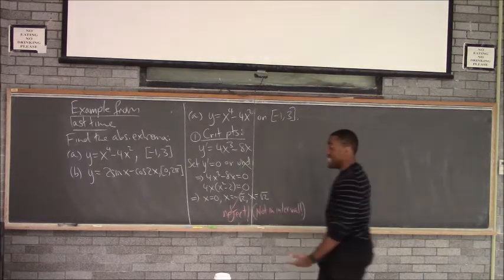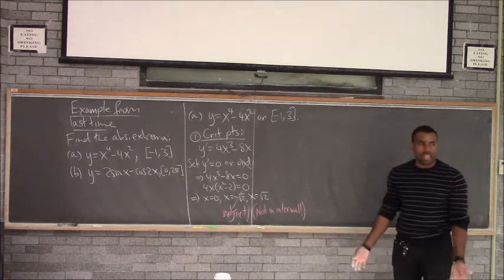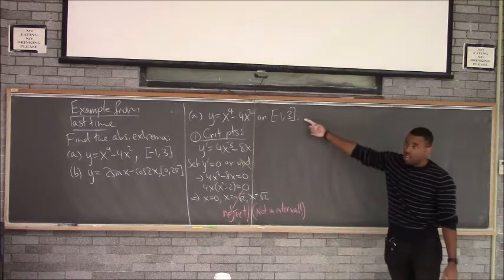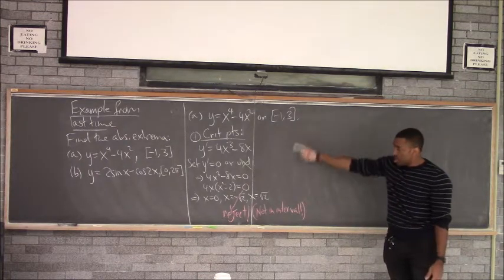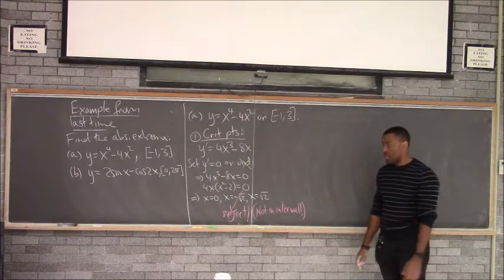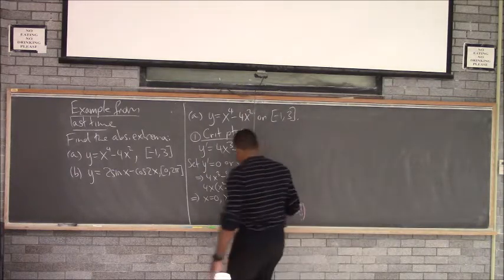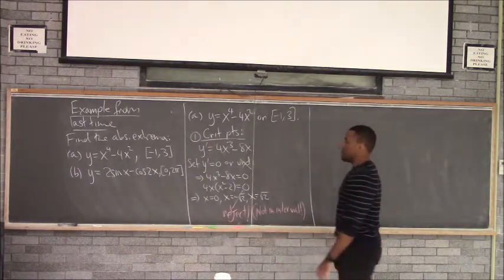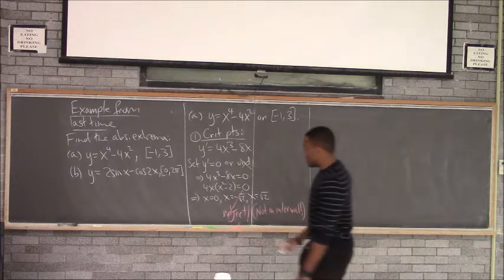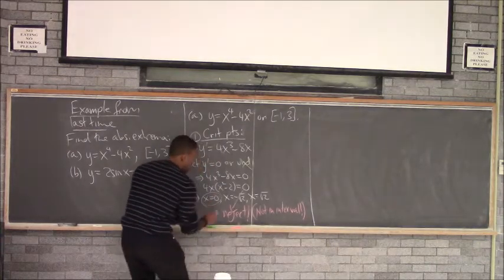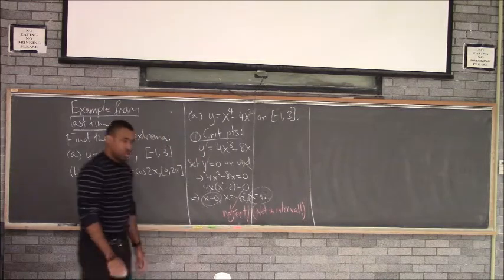Right? So that is a critical point of the function, but it's not one that I care about at the moment because I only care about all x values between minus 1 and 3. That's not between minus 1 and 3, so I'm going to ignore that critical point. So the only valid ones are 0 and radical 2.